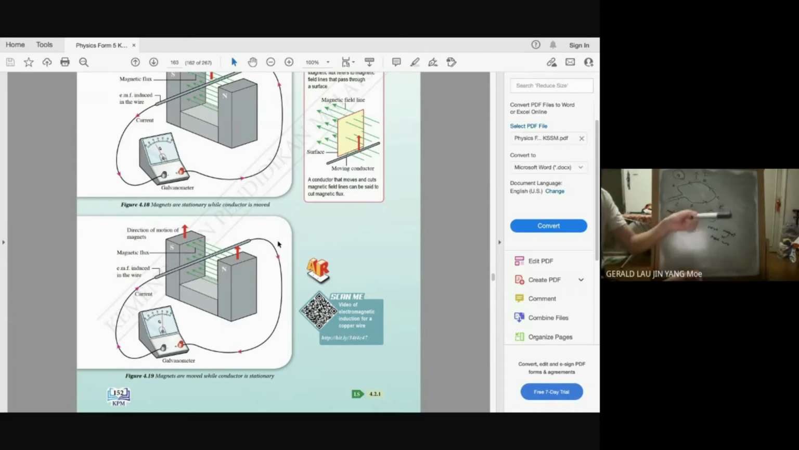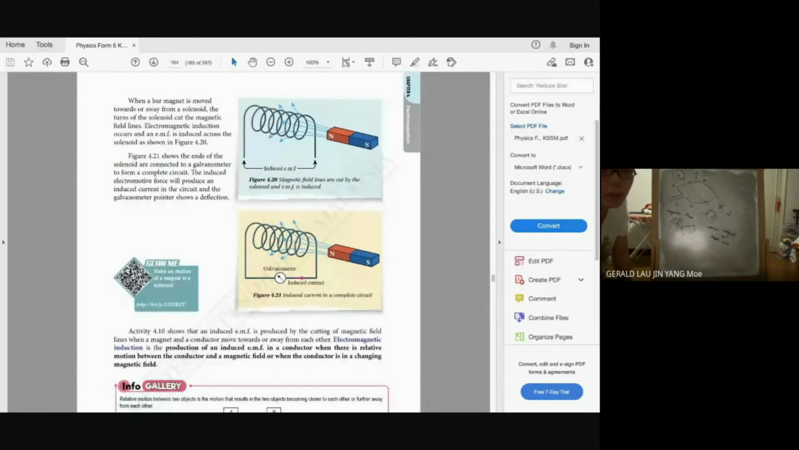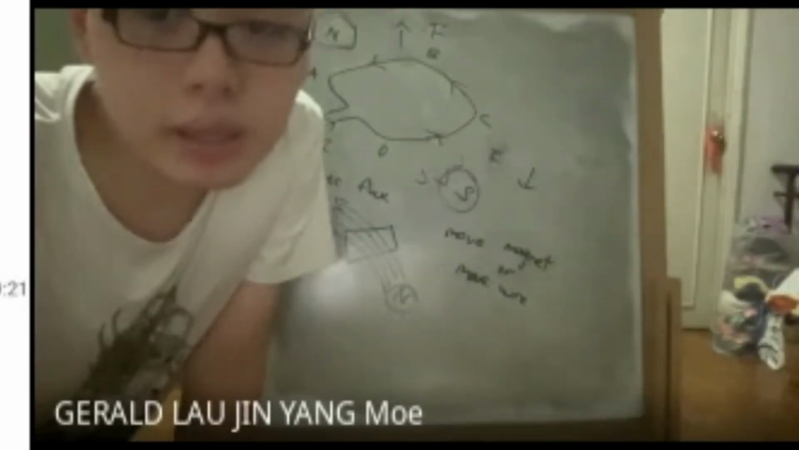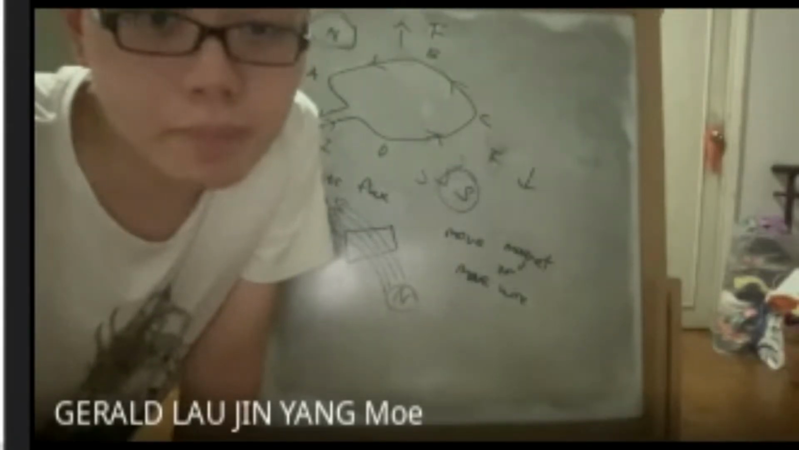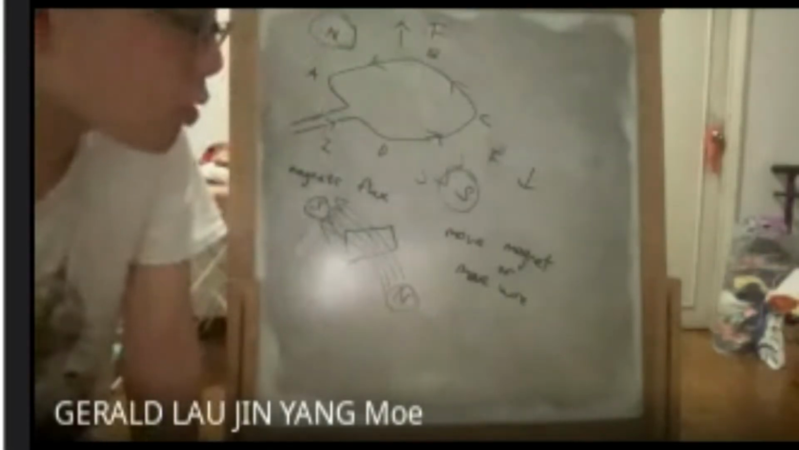Okay, instead of moving the wire like that. Okay, later on we'll learn how to use Fleming's right hand rule. Okay, when a bar magnet is moved towards or away from a solenoid, the turns of the solenoid cut the magnetic field lines. Okay, different name for which one? Sorry, the current, is it? Magnetic flux. Not to say different name lah.